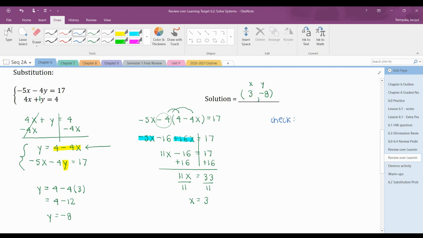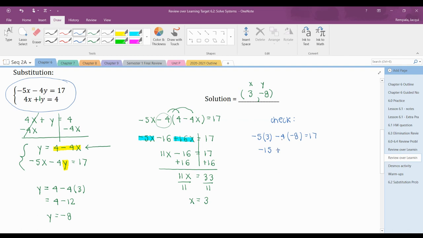Once again, it would be a good idea, especially on the test, to go and check, because you should 100% know if your answer is correct by checking. So I can take this 3, negative 8, and go back to my original system before I did any type of maneuver. I can plug 3 in for all of the x's, negative 8 into all of the y's, and make sure I have 2 true statements. So I'll have negative 5 times 3 minus 4 times negative 8, and I want to double check that that really equals 17.